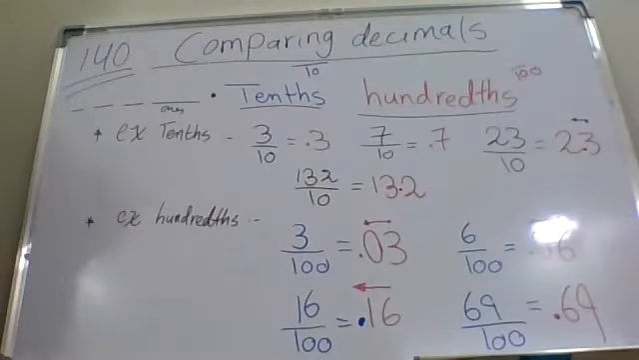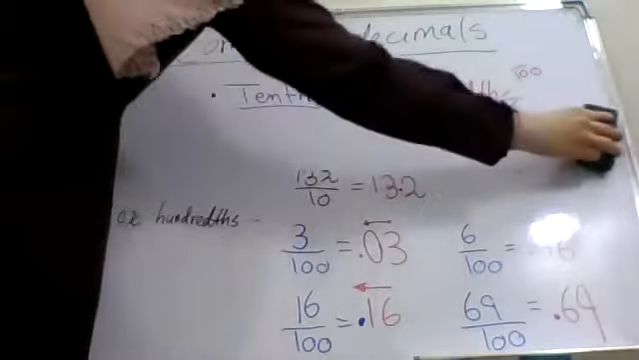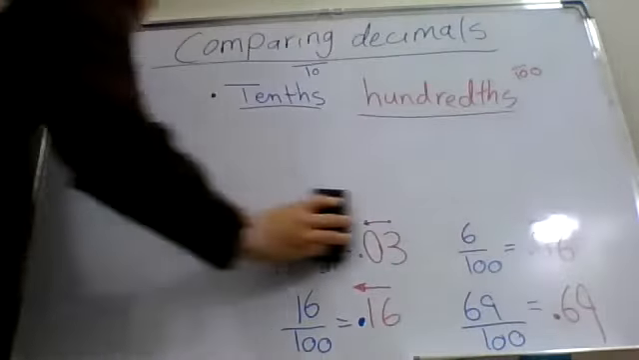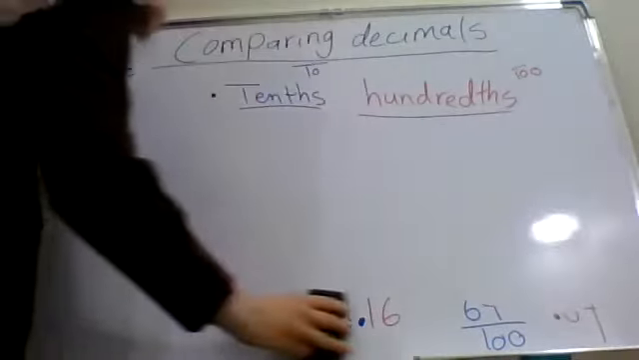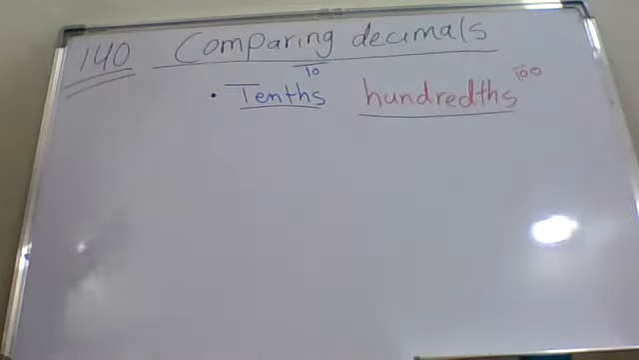Okay, so this is our quick revision about the places in decimals and fractions on the tenths place and the hundredths place. And I think that you now know how to write any number in decimal or in a fraction.